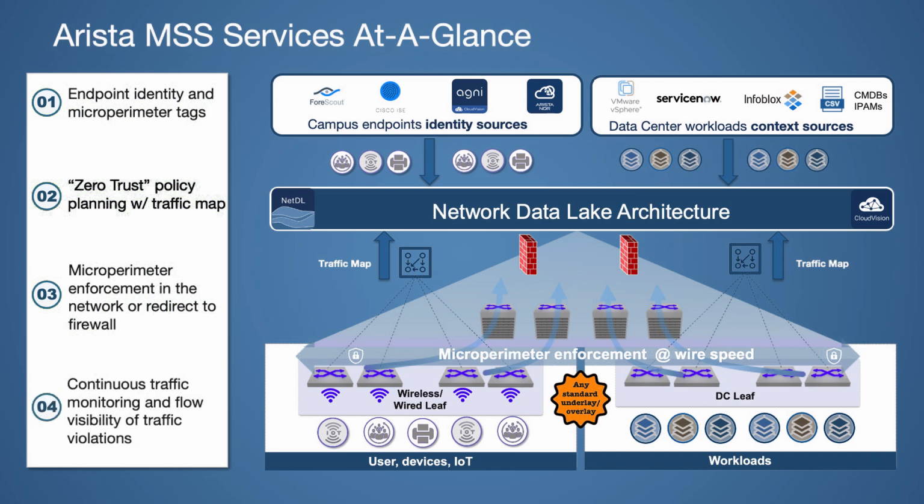Once the zero trust policies are defined and programmed in the network, it is necessary to continuously monitor the traffic and have full visibility into the flows that are violating the policies. This will not only allow the system to detect violations to the zero trust policies, but also enable the users to update the policy and the rules in case new applications unknown to the network come online. And the combination of these four services is what we define as Arista MSS.